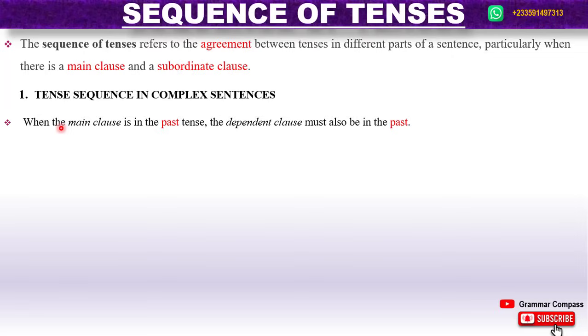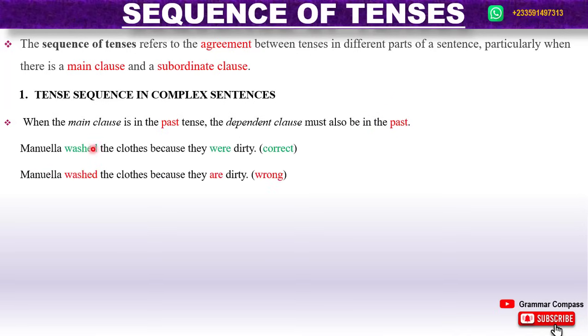Rule number 1 is that when the main clause in the complex sentence is past tense, then the dependent clause must also be in the past. For example, Manuela washed the clothes because they were dirty. Why did we choose were? This is because Manuela performed an action which was in the past time, washed. Therefore, the verb form in the subordinate clause should also be in the past tense.